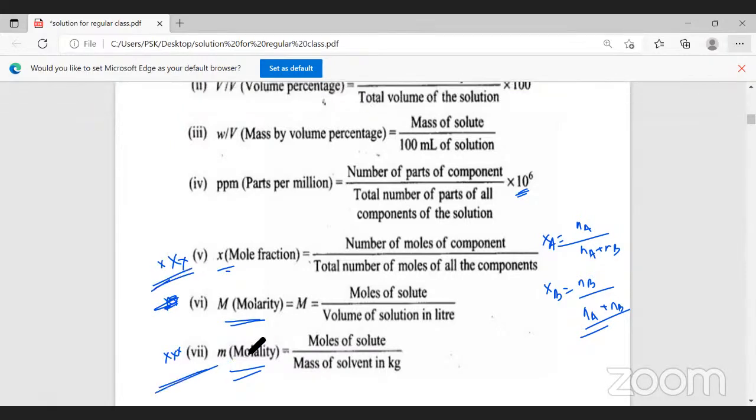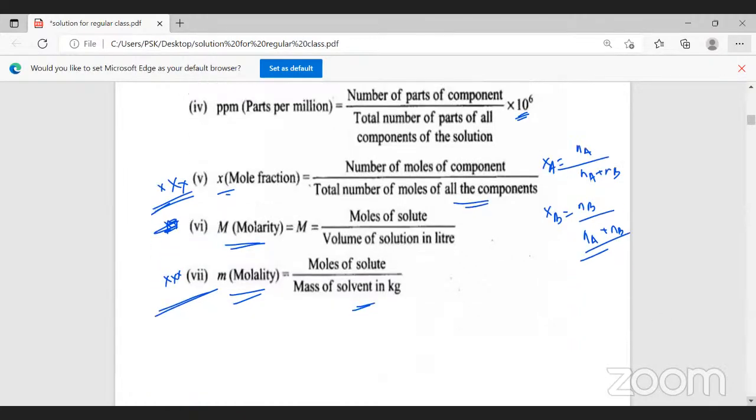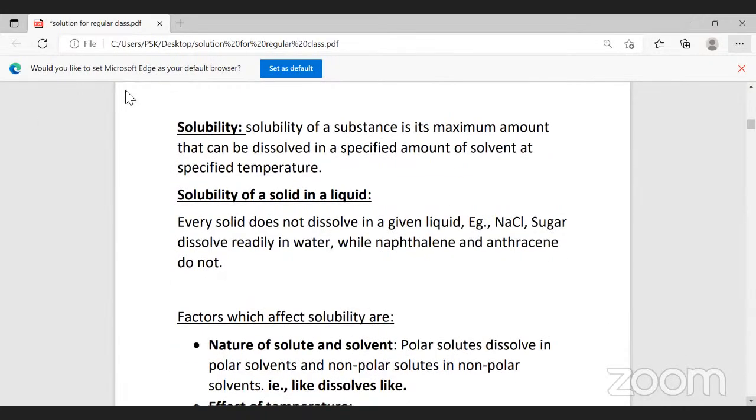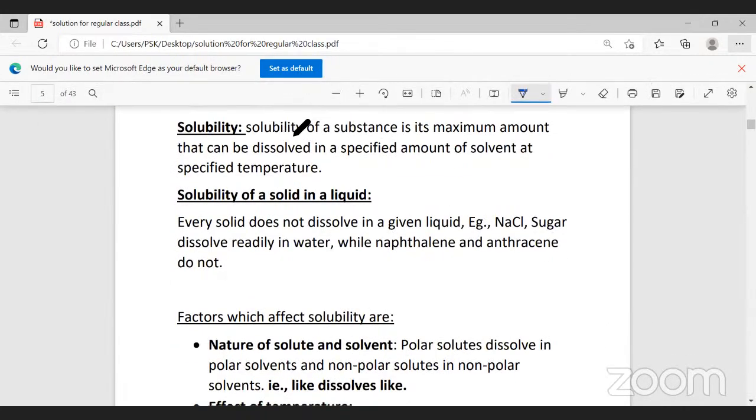So you should be in a position to know how to calculate the moles, how we calculate the mole fractions, and how we calculate molality. These two methods of expressing concentration will be used in this chapter. Coming to the next part of the topic, that is solubility. We learned that the solubility of a substance is its maximum amount that can be dissolved in a specific amount of solvent, that is 100 grams of solvent, at a specified temperature.